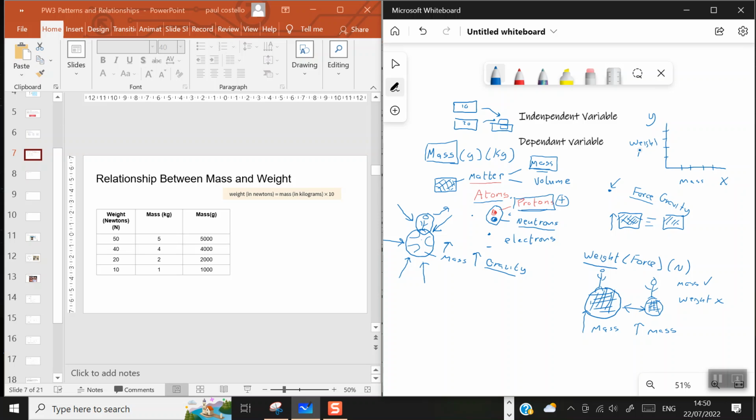So weight in newtons, and we can measure the mass, for example, in kilograms. So if you start off with, let's say, 10, 20, 40, 50, etc., and go on, and you measure the mass, what you'll find is that you get a graph like this. So this graph is a proportional graph.